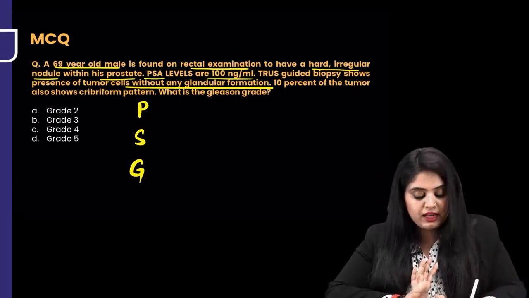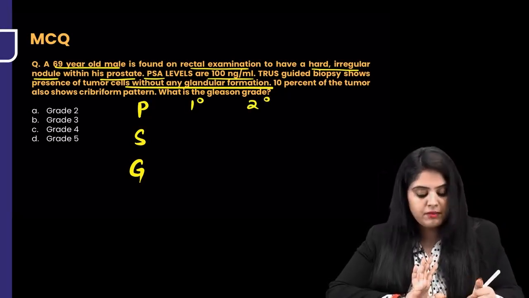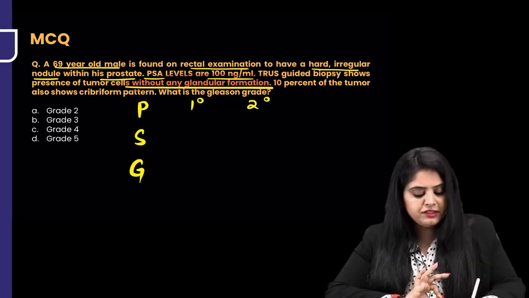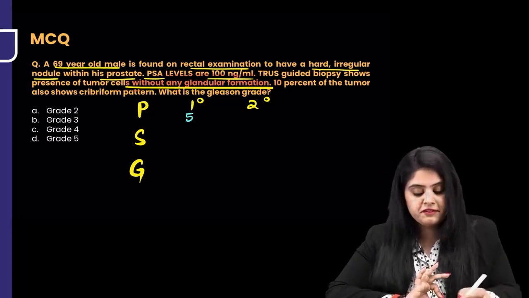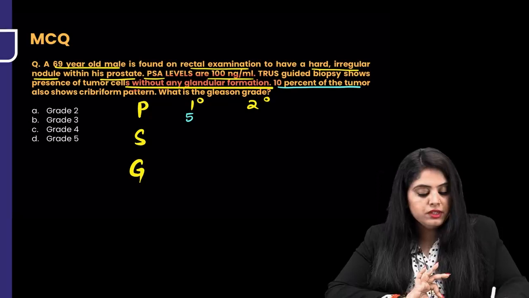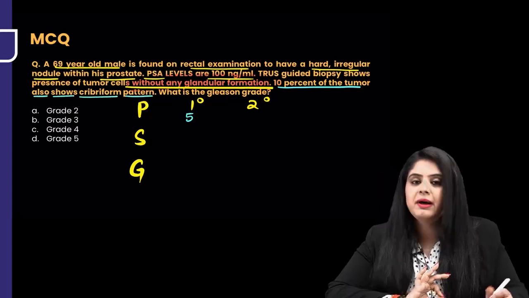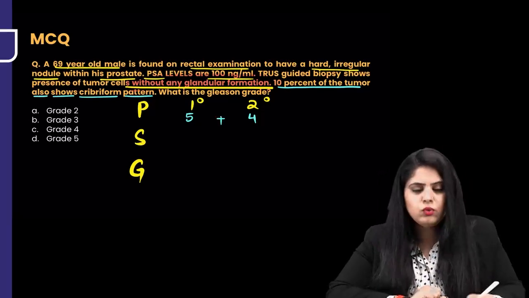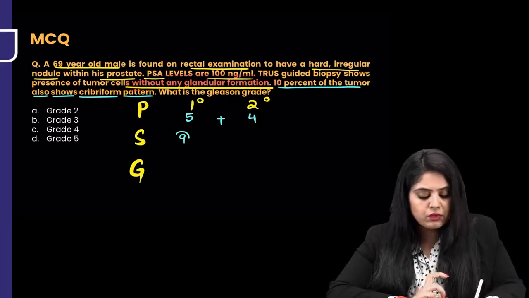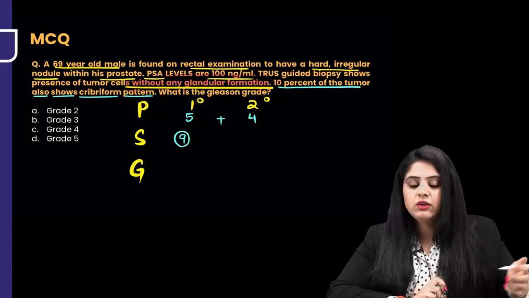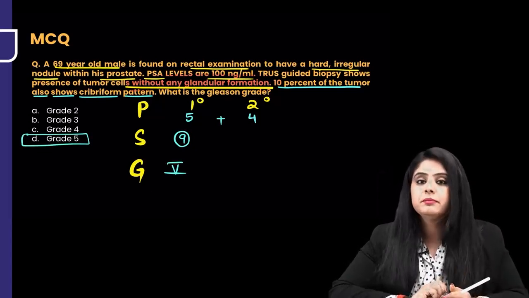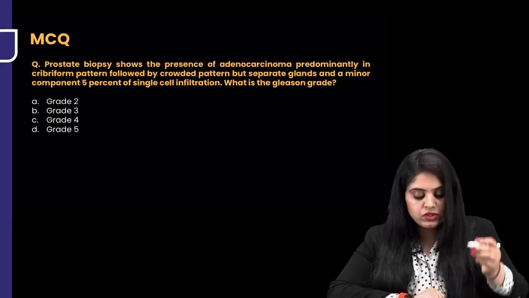So in patterns you will say there will be a primary pattern, there will be a secondary pattern. Primary: cells without any gland, meaning single cells. What is single cell? Pattern number 5. 10% of the tumor also shows cribriform pattern. What is cribriform? Pattern number 4. What will the score be? There are only 2 things. Add them up. Score comes out to be 9. When the score is 9 out of 10, what is the grade? The grade comes out to be 5. How simple. Practice. One more question.